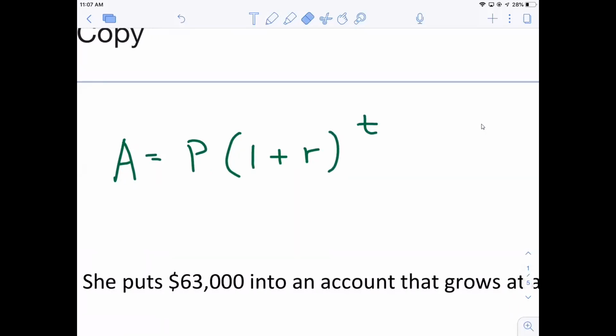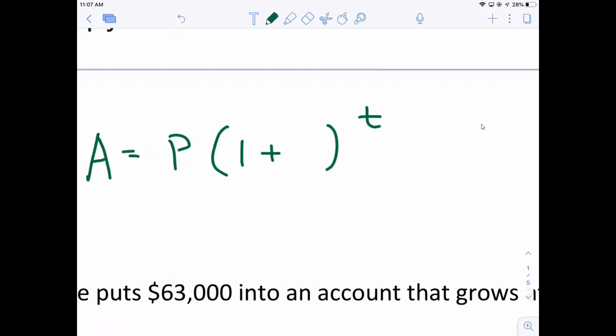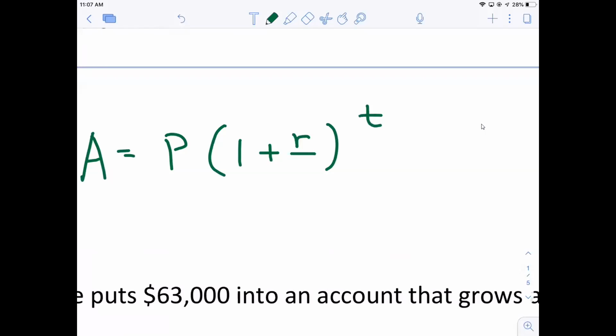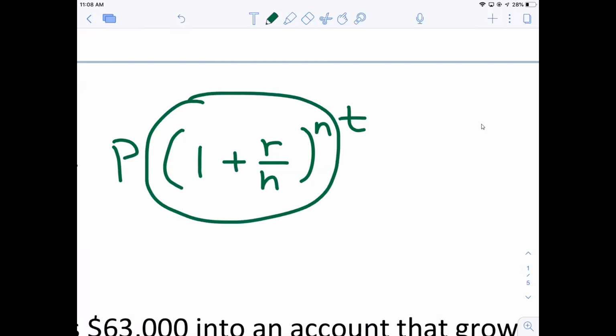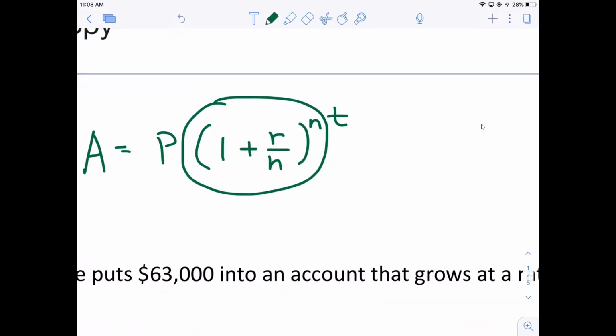But when you compound by some frequency, we have to split it up by however often we're compounding. So let's say we're compounding monthly, then n would be 12, right? We raise that to the n power. And all of this, that's going to be what you're actually multiplying by once you take into account compounding, right?